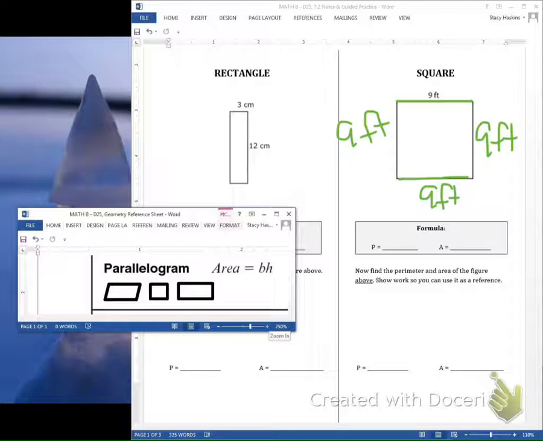So if you were to calculate the perimeter of this shape, what would you do? You would need to add the 9's together. 9 plus 9 plus 9 plus 9, or think of it as 9 times 4, is equal to 36. Now look at your units. What did they measure it in? Feet. So your final answer would be 36 feet.